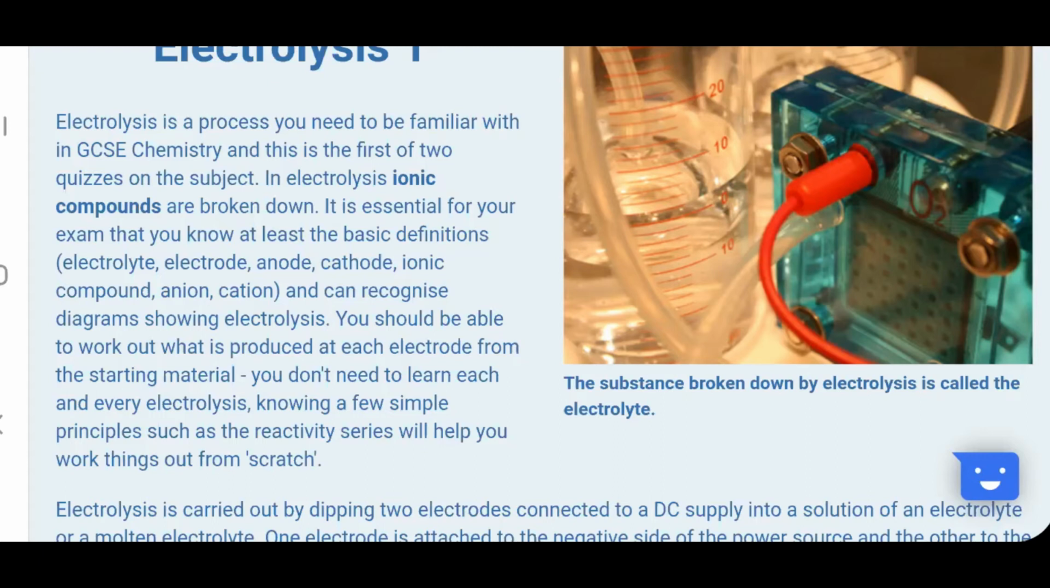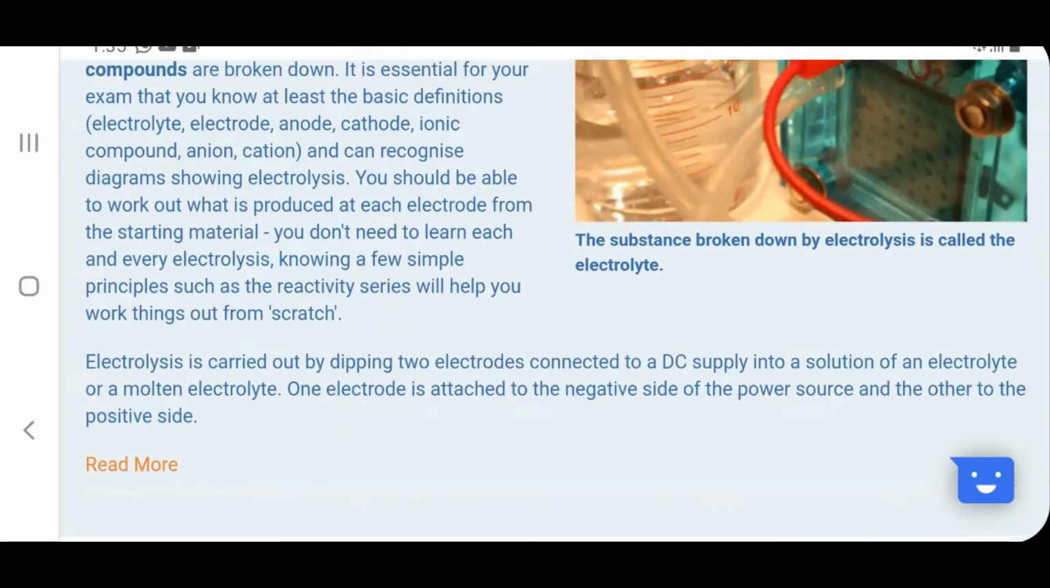Nice. So let's move on. Now, they say here what will happen for a molten electrolyte: one electrode is attached to the negative side of the power source and the other to the positive. So remember, the battery has both negative and positive terminals. So that's how you're connecting it so that the electrons can flow.